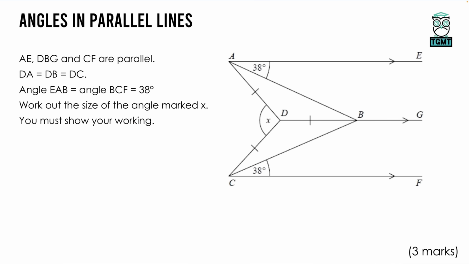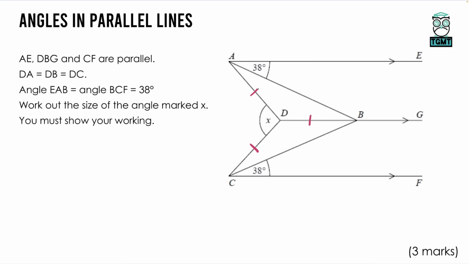Okay, so in this question we're looking at angles in parallel lines. Now it says here that AE, DBG and CF are parallel. DA, DB and DC are all the same length, and we are shown that anyway because it gives us these additional lines on these triangles here, which straight away is telling us that they are isosceles triangles. It says that EAB is equal to BCF, which is also equal to 38. Work out the size of angle X, and you must show your working.